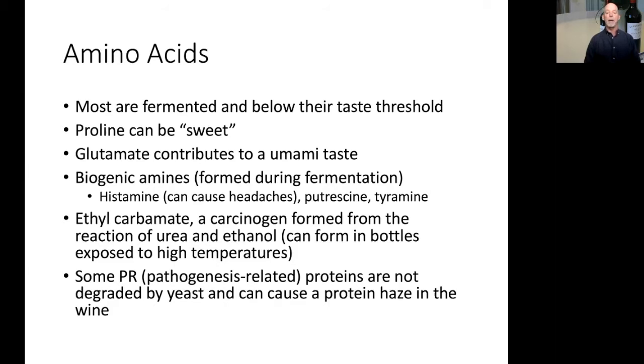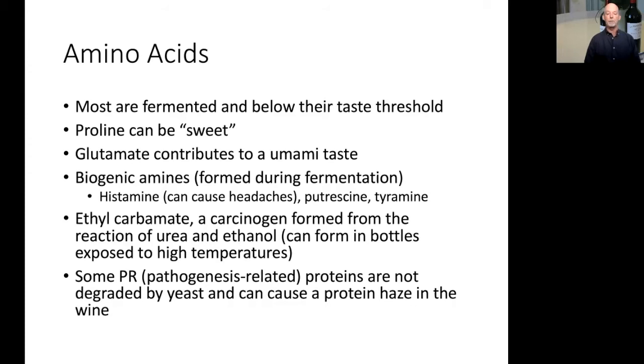Glutamate, another amino acid, contributes to the umami taste, that sort of meaty taste. There are also biogenic amines, which are formed during fermentation, histamine being one of them, which can be a cause of headaches in wines. There's also putrescine and tyramine. Ethyl carbamate, a carcinogen, can be formed in reaction of urea and ethanol in bottles when they are exposed to high temperatures.